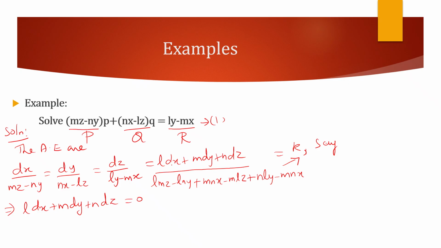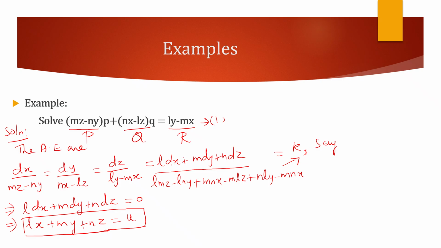So now integrating this, I'm getting my solution as Lx plus My plus Nz is equal to u. So this is one of the solutions. Here I'm taking my constant to the left hand side and then to the other side and renaming the constant, I can write it as u. Okay.